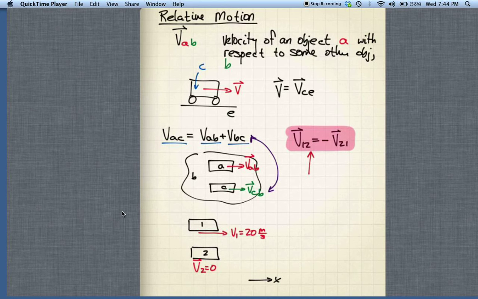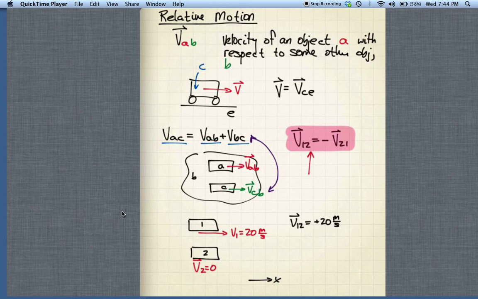Now if you are looking at the quantity v12, that would appear to be positive 20 meters per second. And why is that? Because we're saying the velocity of 1 with respect to 2 is 20 in the positive direction. That means that if you were standing on box 2 and looking at box 1, it would appear to be moving at 20 meters per second in the positive x direction.